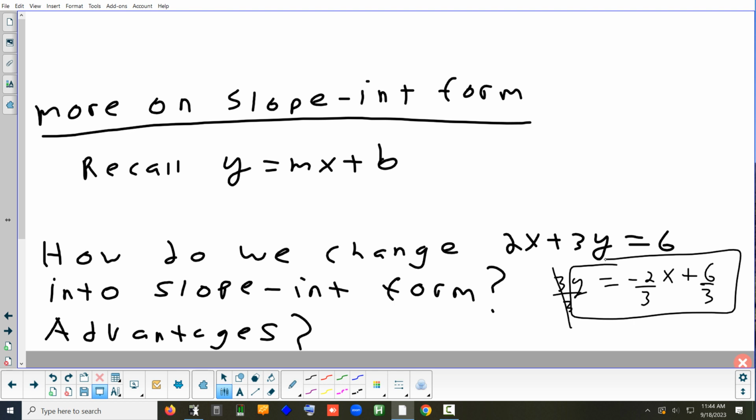Solve the rest of the equation. Okay, so if you had a number for x, you could plug that in and then multiply by negative 2/3 and add 2. What else would it make easier to do? Yeah, it would make it very easy to graph now because you can see the y-intercept and you can see the slope. Down 2, right 3. That's why we get it in y equals mx plus b. It generally makes it easier to graph.